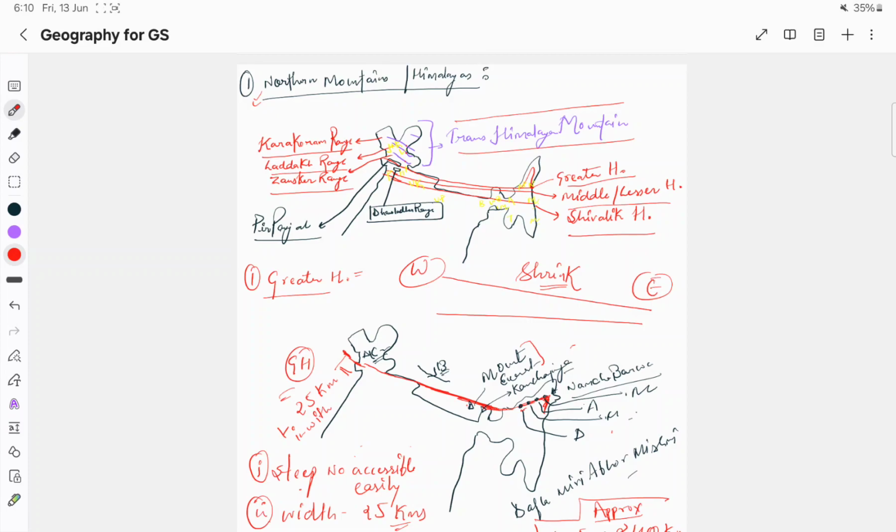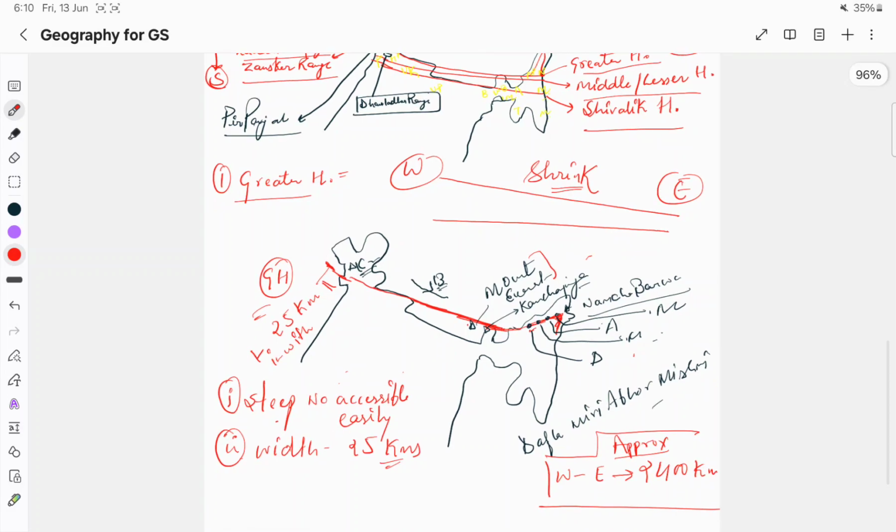In Trans-Himalayans, we'll start from top. We start from north, right? North to south: Karakoram, Ladakh, Zanskar. KLZ. Karakoram, Ladakh, Zanskar. Keep it simple. South of Zanskar is Himalayas. In Himalayas, we have three divisions: Greater Himalayas, Middle Himalayas, Shivaliks. GMS. KLZ, GMS. That's it. And we have different details in these. We'll look into details as we move forward in this lesson.